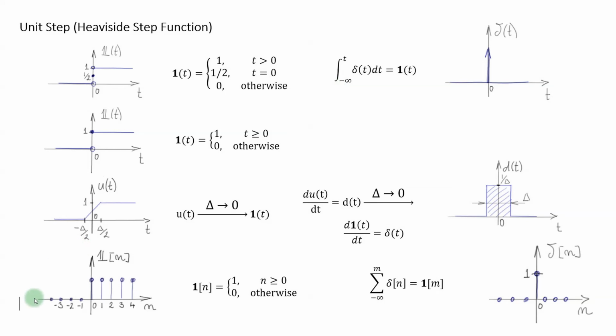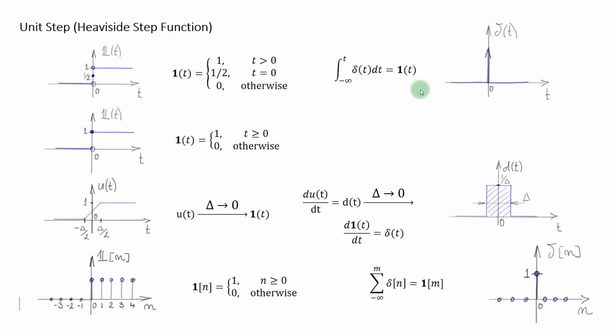Last, this is the definition of the discrete unit step. It's very simple. It is 0 for negative values of n, and it is 1 for positive values of n. So this is how you can write it mathematically. The discrete unit step is 1 for positive values of n, and it is 0 otherwise.